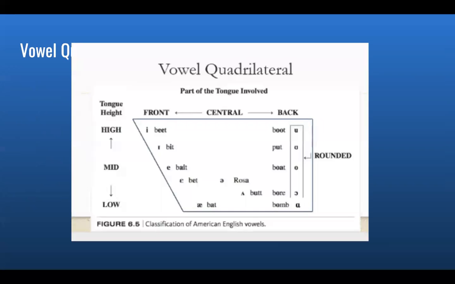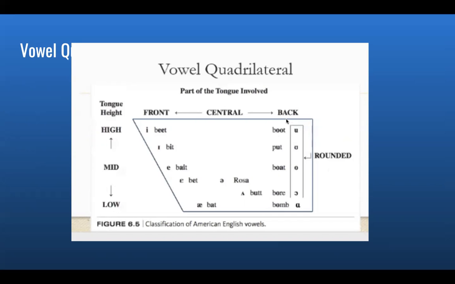So here is the vowel quadrilateral, and this is basically just a chart showing tongue placement when producing certain phonemes of vowels. On the top, you see from left to right, we have front, central, and back, and tongue height on the left side, high, mid, and low. All back vowels, as you can see on the right here, are rounded.